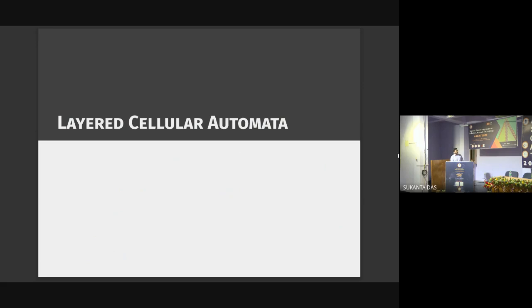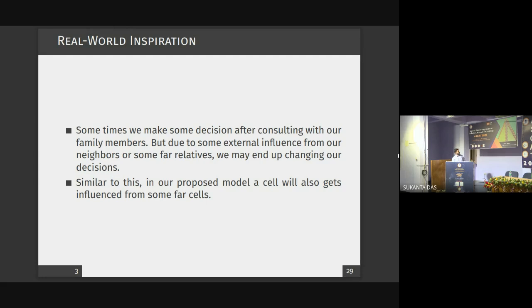About layered cellular automata, the real-world inspiration behind this model is that sometimes we make decisions after consulting with our parents or family members, but due to external influences from our society or from far relatives, we may end up changing our decisions. Similar to this, we have tried to incorporate this scenario in our model in a way that a cell also gets some influence from far away cells along with its immediate neighbors.